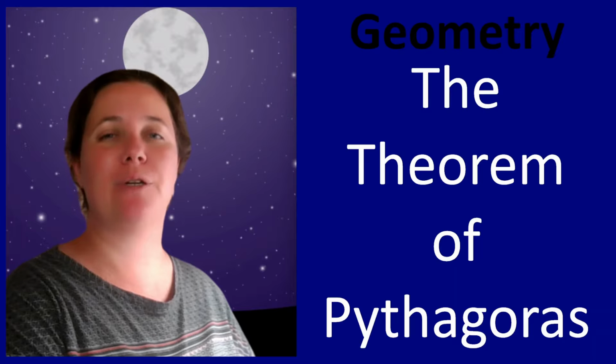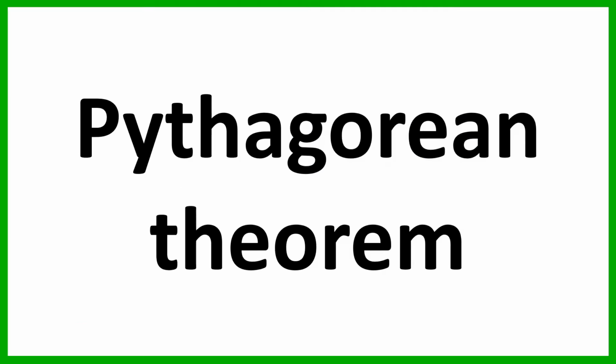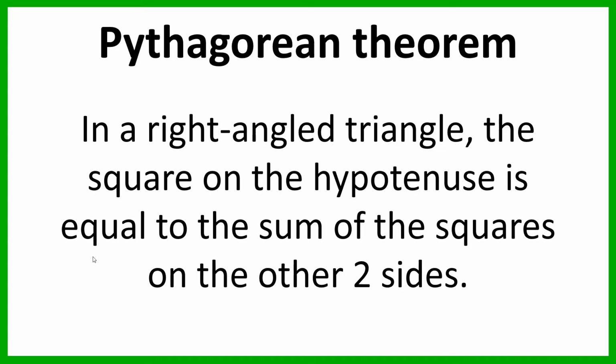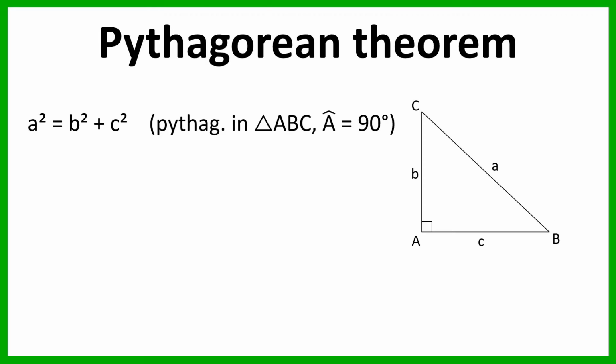Today we're going to be learning about the theorem of Pythagoras. The Pythagorean theorem states that in a right-angled triangle, the square on the hypotenuse is equal to the sum of the squares on the other two sides. So if we've got a right-angled triangle, ABC, where angle A is the right angle, that's 90 degrees, then the side opposite that angle is what we call the hypotenuse, and it is the longest side of the triangle.